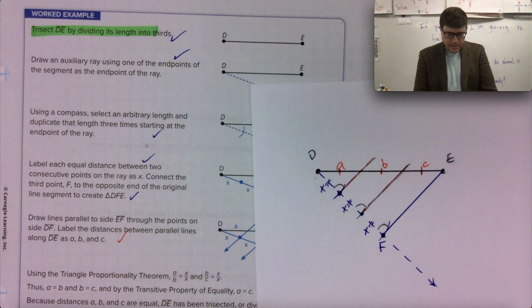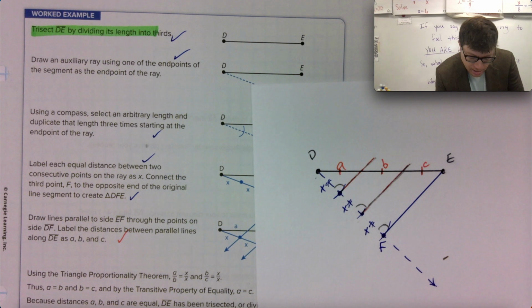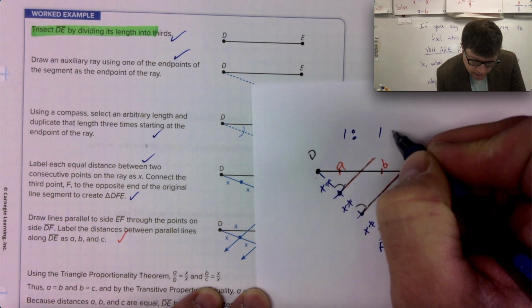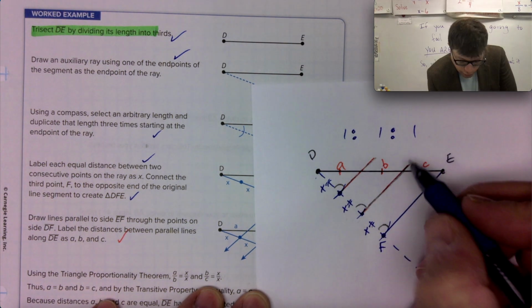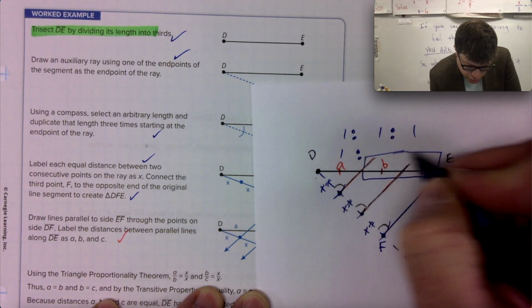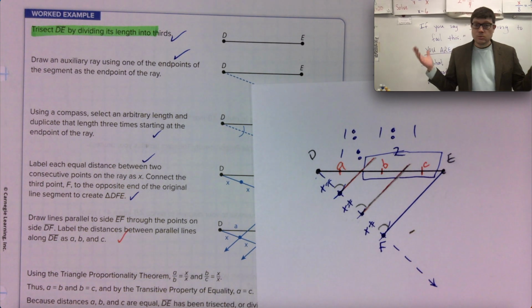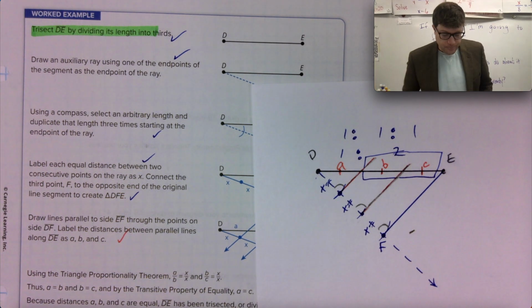Yeah, we did it. We trisected the line into 1, 2, 3 equal sections. This could be considered a 1 to 1 to 1 ratio. Or if you group 2 of these at a time, it'd be a 1 to 2 ratio because of how we grouped them. Trisecting, 1 to 2, done this way.